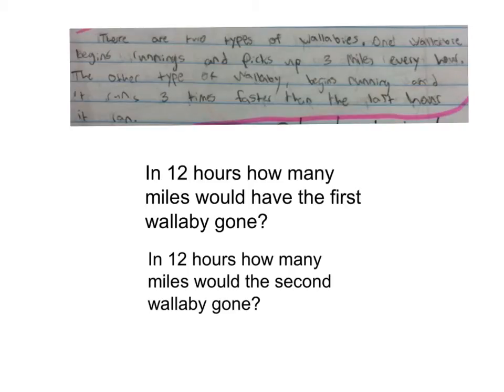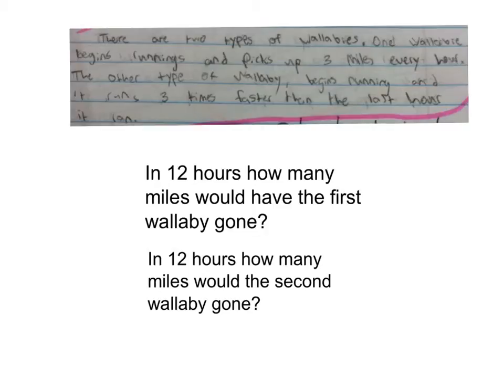So back to the original problem. There are two types of wallabies. One wallaby begins running and picks up 3 miles every hour. The other type of wallaby begins running and it runs 3 times faster than the last hour ran. The first wallaby is linear growth, which means that it will continue going up by either addition or subtraction. In this case, addition. So in 12 hours, how many miles would the first wallaby have gone?